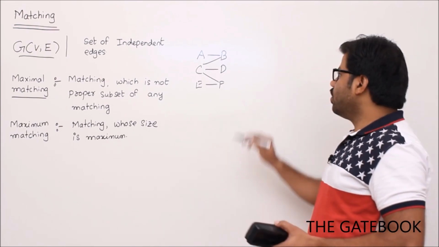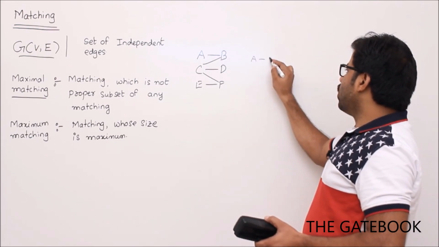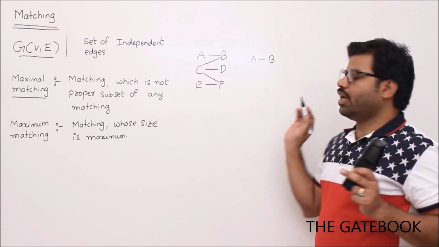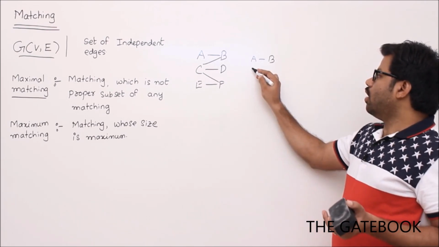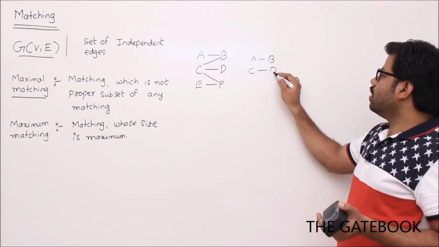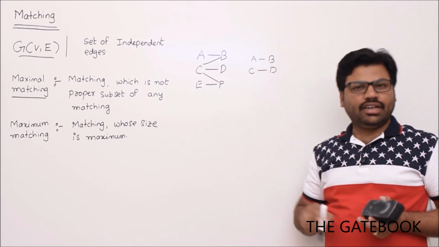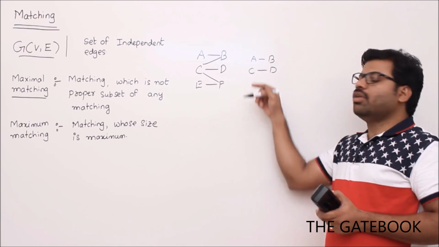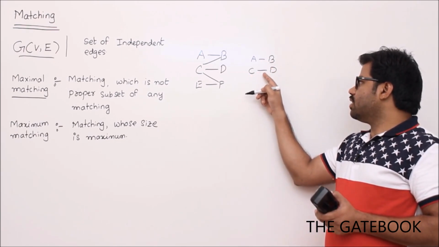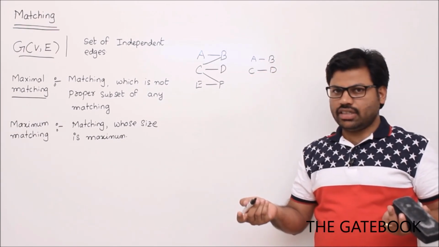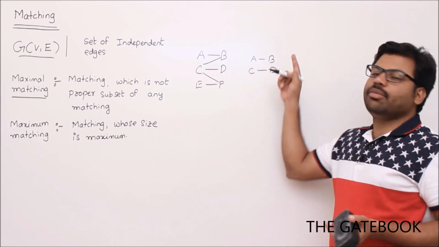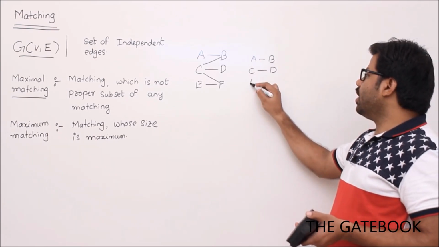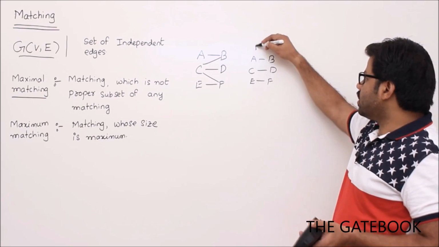Then in this graph, an edge AB. So I'm writing a set of edges. I write only AB. Now I write one more, CD. This AB, CD are called independent edges. Whenever I say two edges are independent, they should not have a common vertex. Between AB and CD there is no common vertex, isn't it so? That's why these two are independent edges. Let me add one more, EF. So this is called a matching.